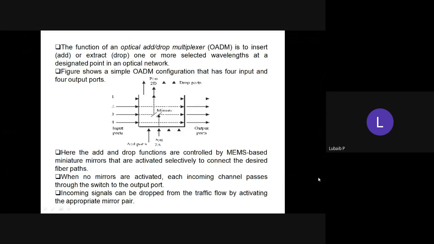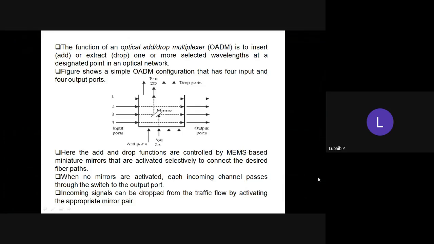Here the add and drop functions are controlled by MEMS based miniature mirrors that are activated selectively to connect the desired fiber paths. You can see the MEMS based miniature mirrors. So these are the important parts in add or drop.